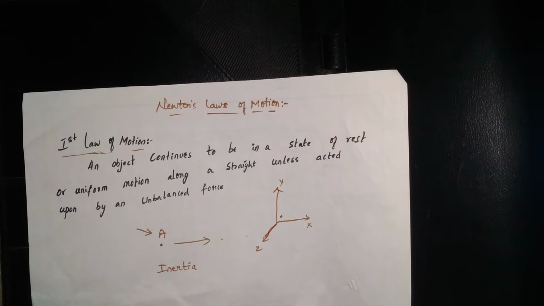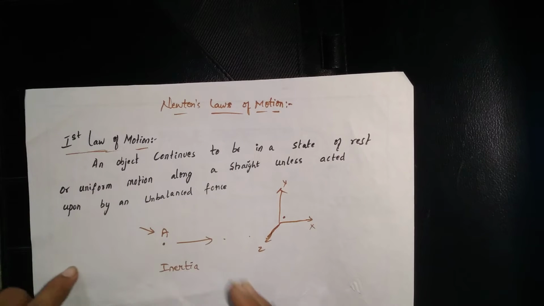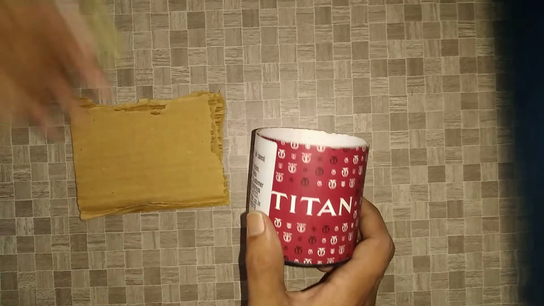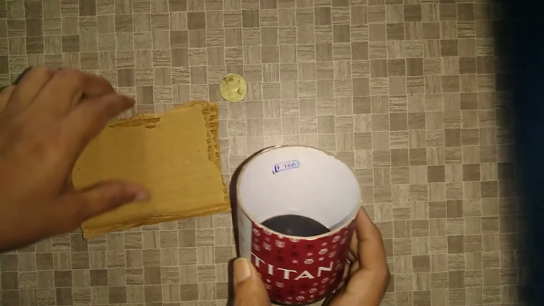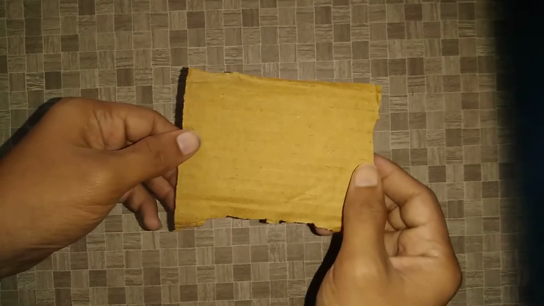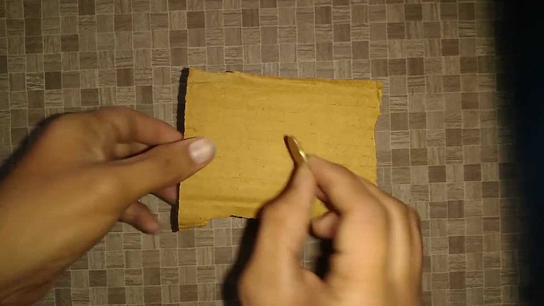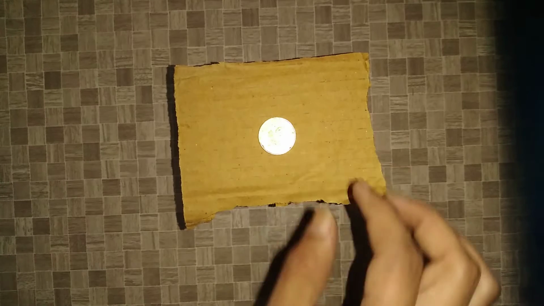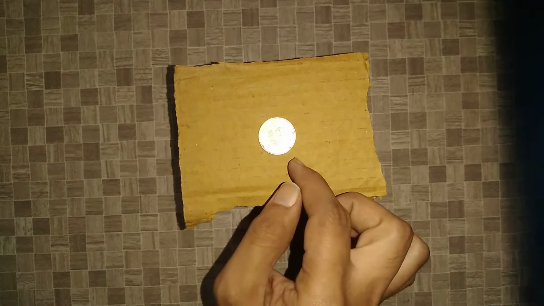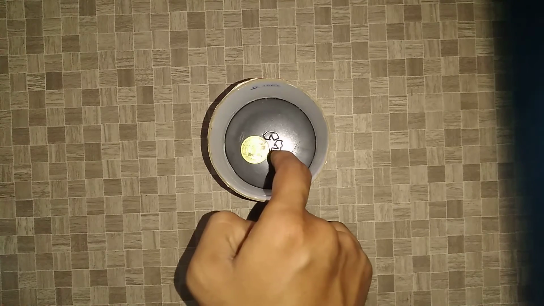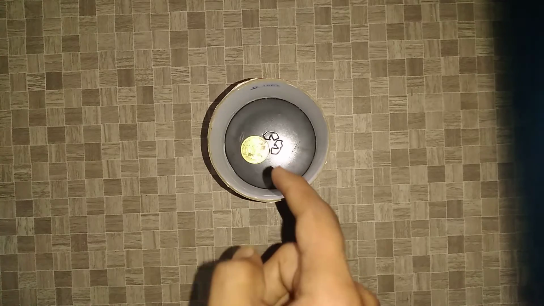I will show you some illustrations in order to justify the first law of motion. I have taken this box, a cardboard, and a 5 rupee coin. I place the box as it is, I place the card, and I place the coin over it. Imagine this is an object; if it remains at rest, then this is called inertia of rest. If I move this card, what happens? You see, now the coin goes inside because of inertia of direction.